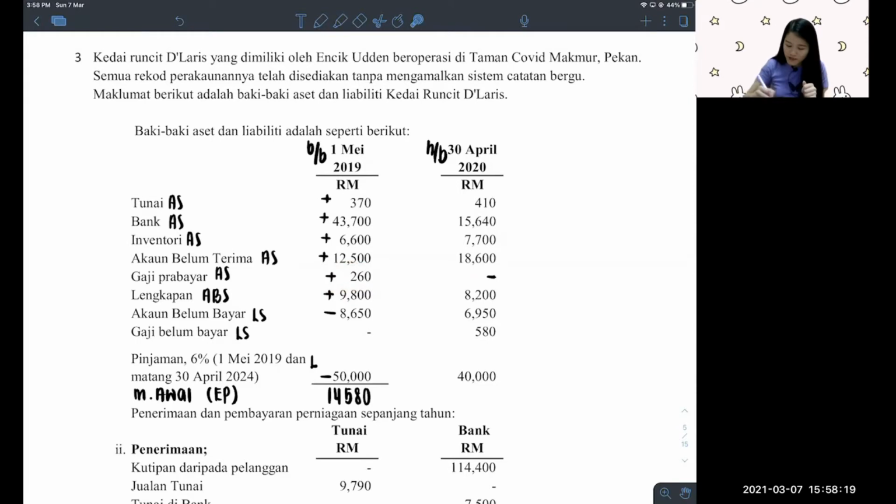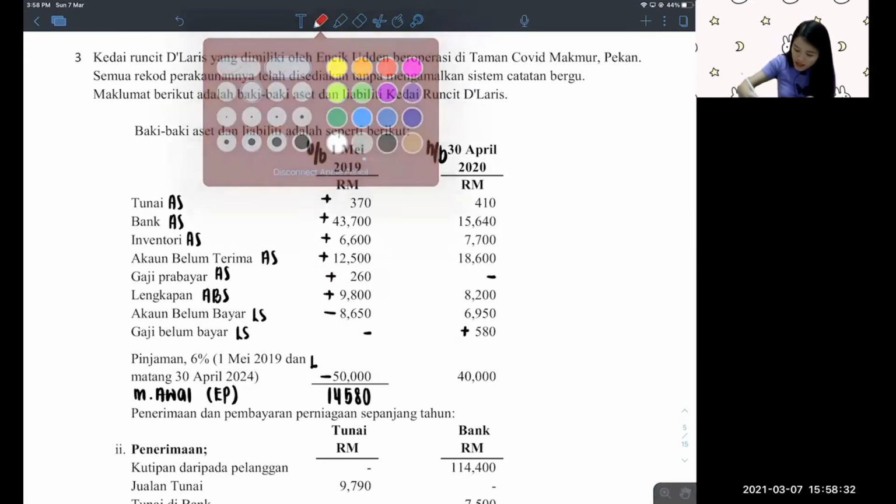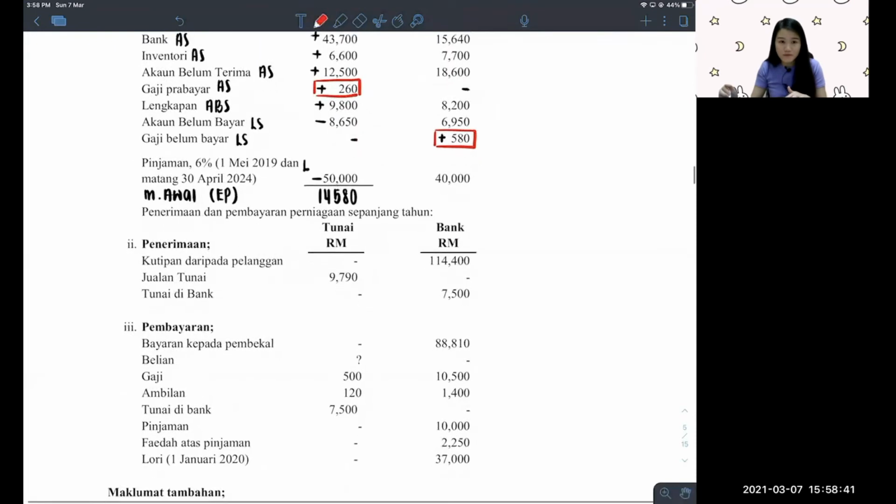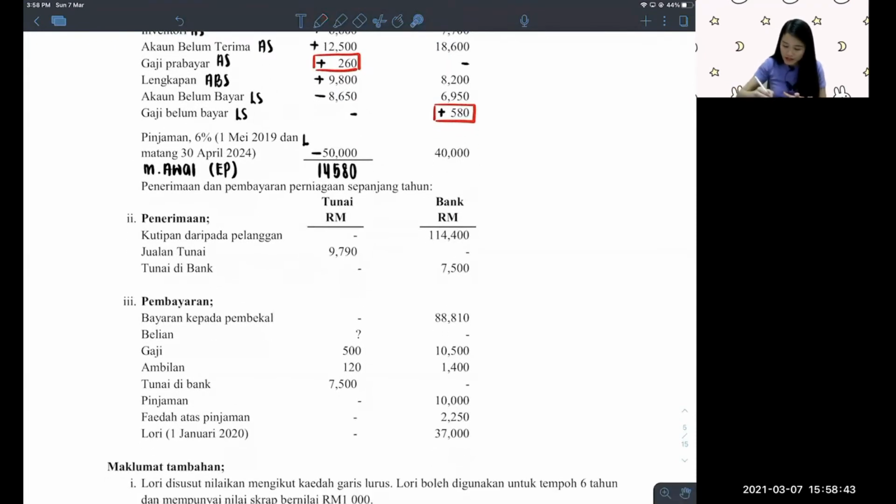Okay, then let's move on, yeah? Gaji belum bayar. Here, terkurang, we have to plus. Okay, so we put the plus symbol. The front is minus, but the front got no numbers. Means that conclusion, what we need to do is add 260, also add 580 into our gaji. So you go ahead to your penerimaan dan pembayaran down here. Do you see your gaji?